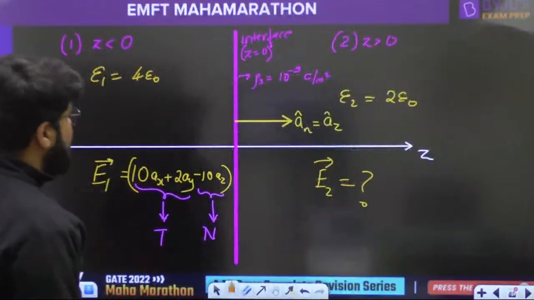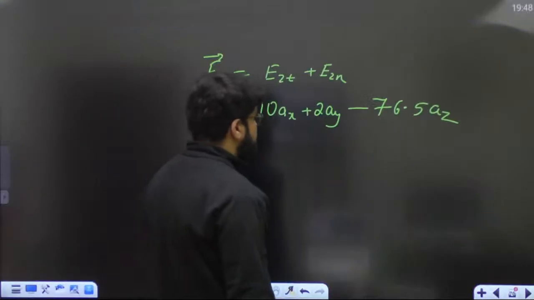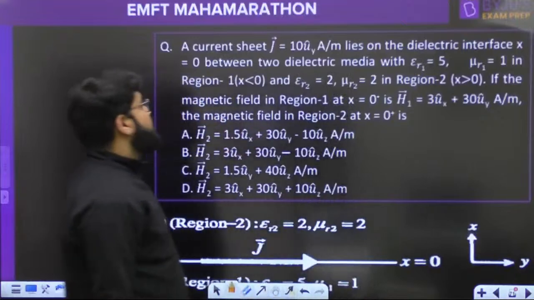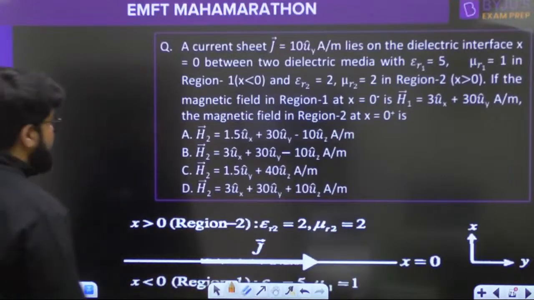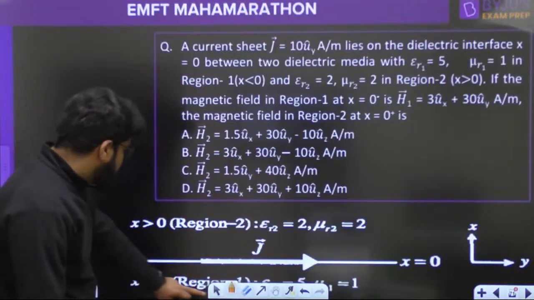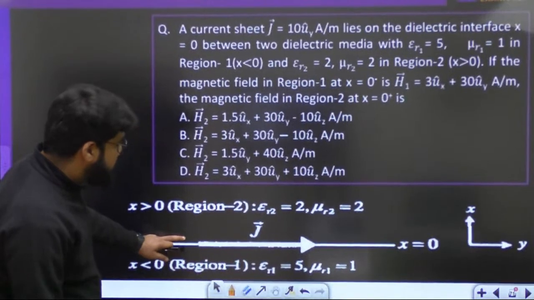Going ahead to the next question. A current sheet J, 10 ay ampere per meter, lies in the interface x equal to 0. This is a little hidden here, so let me move it up.